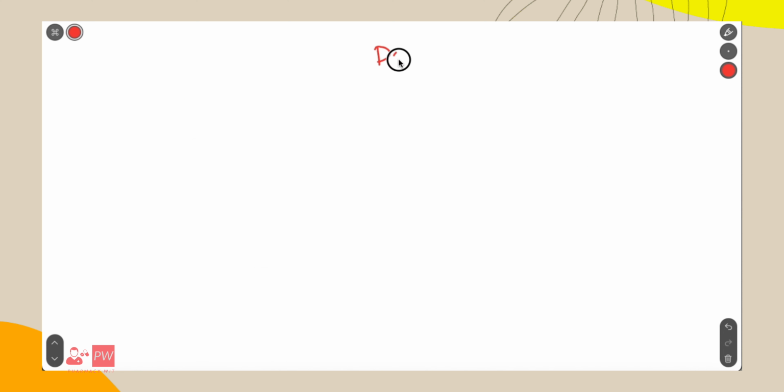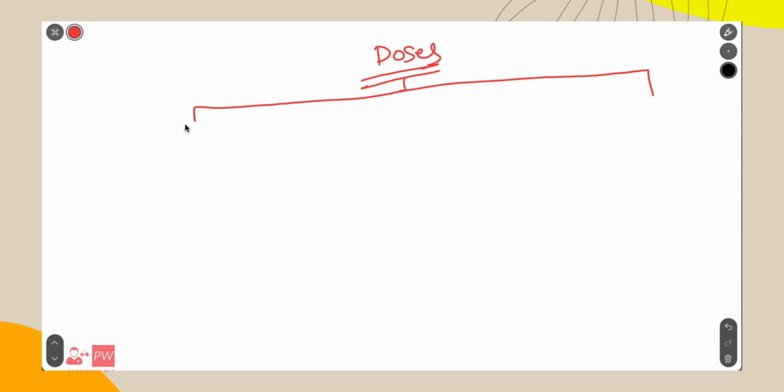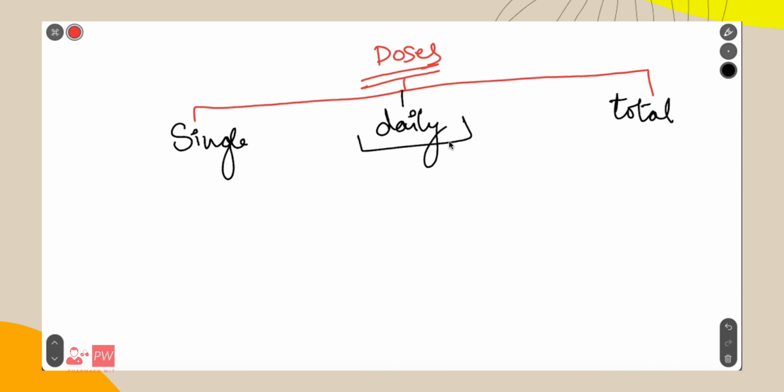Next, doses may be expressed as a single dose, a daily dose, or a total dose. A daily dose in turn may also be expressed as a divided dose.